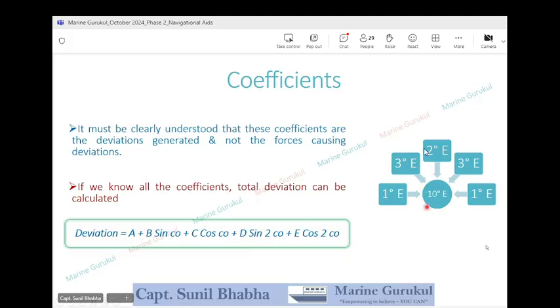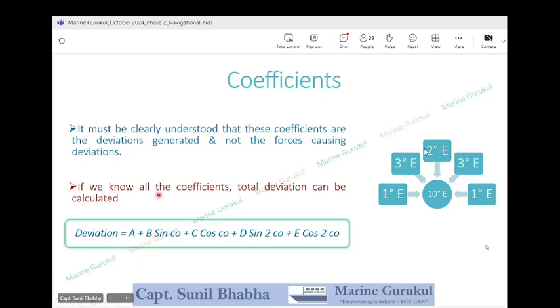out of this 10 degrees east, we have a 1 degree east deviation which is independent of the ship's head. Irrespective of what is the heading of the ship, the contribution of this part remains 1 degree east only. There could be another part of deviation which may be 0 on northerly heading and may become maximum on easterly heading. And it may become 0 again when the ship goes on a southerly heading. So the change in heading affects these parts differently, which we call as coefficients.